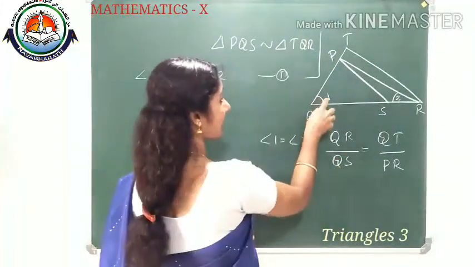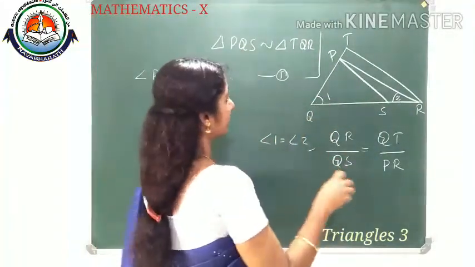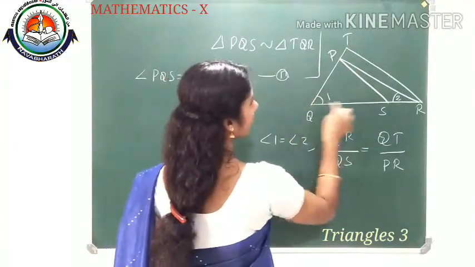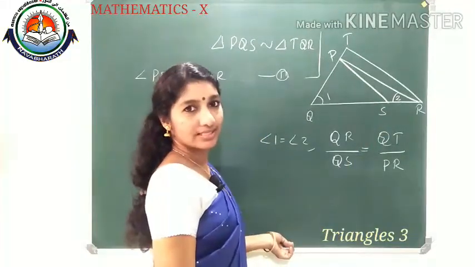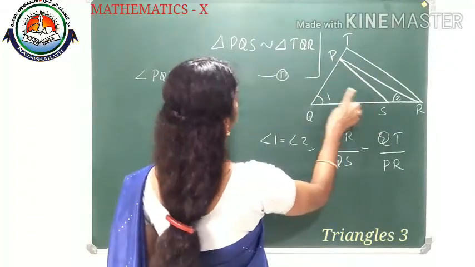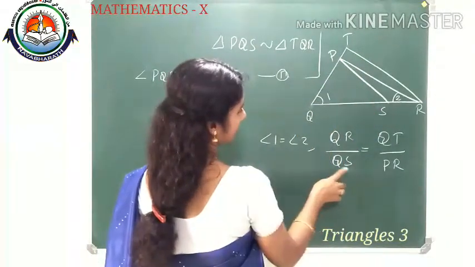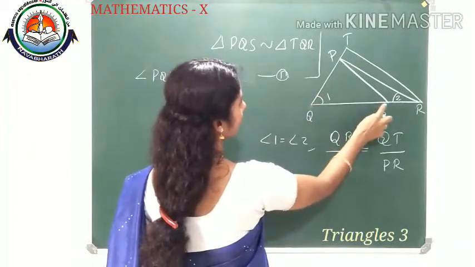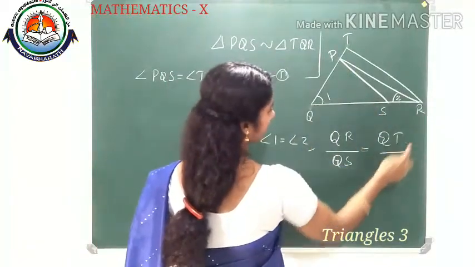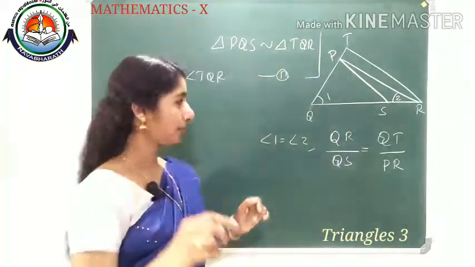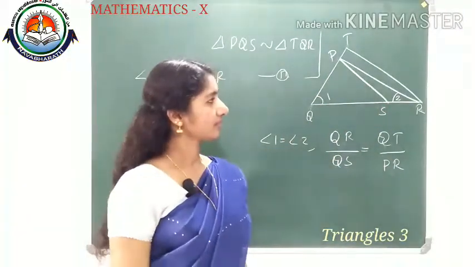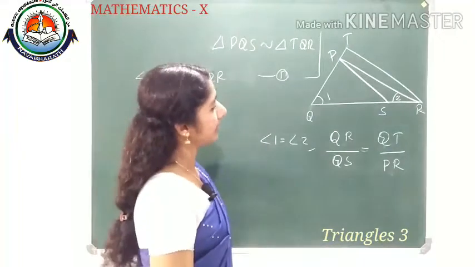Since angle 1 is common to them, we need the sides ratio like this: PQ by QS is equal to TQ by QR. Isn't it? PQ by QS. So PQ, QS is required. PQ is not there, but QS is there. PQ by QS equal to TQ by QR, TQ by QR is here. So only PS is missing. Instead of PS, it is given PR. Isn't it?